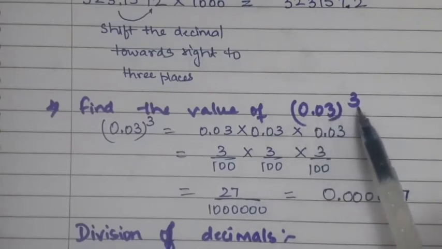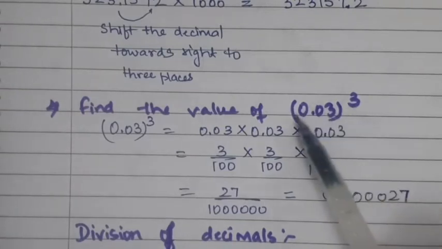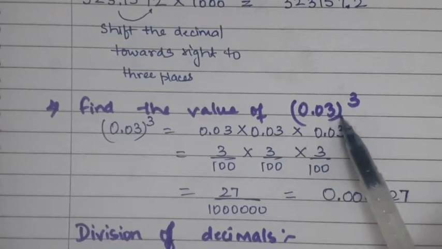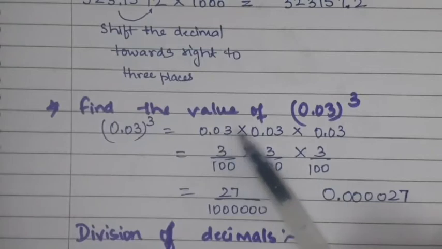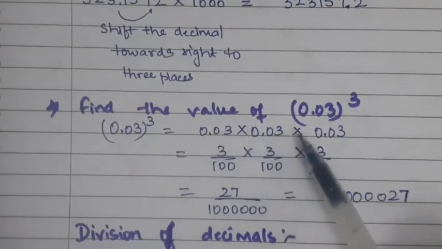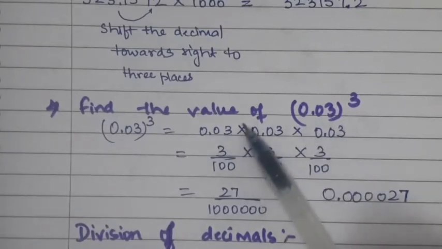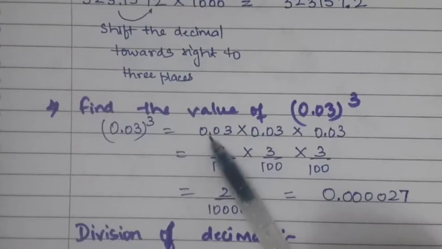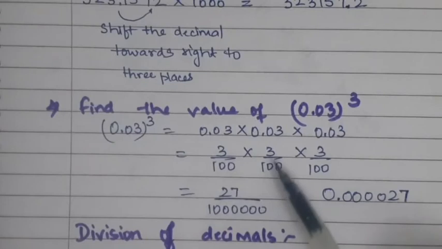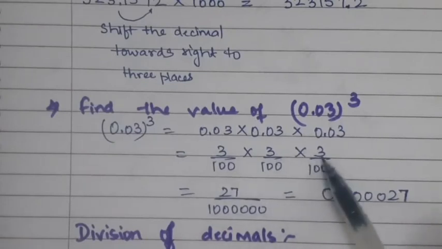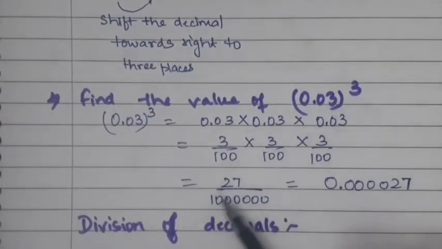Now next question is, we have to find the value of 0.03 raised to power 3. Raised to power 3 means we will multiply 0.03 3 times. That is 0.03 into 0.03 into 0.03. So remove the decimal. Now see here, after the decimal there are 2 digits, so 100 will come, same in both numbers. So we get 27 upon 1.